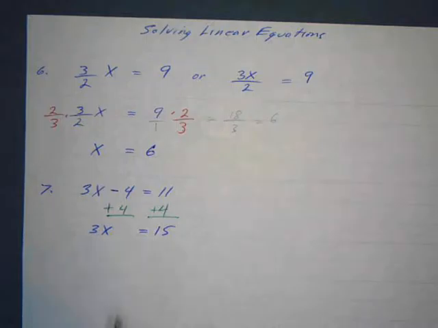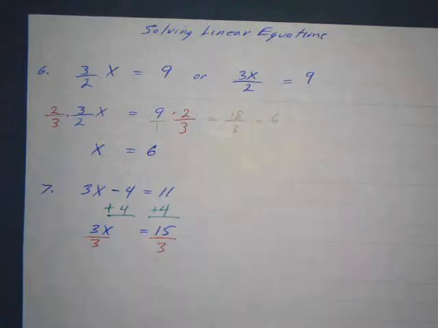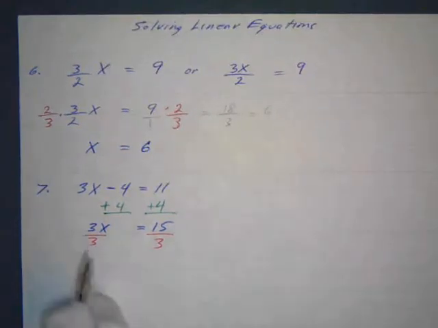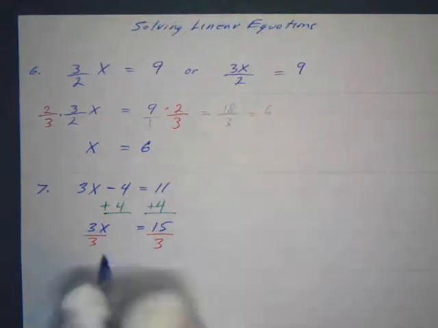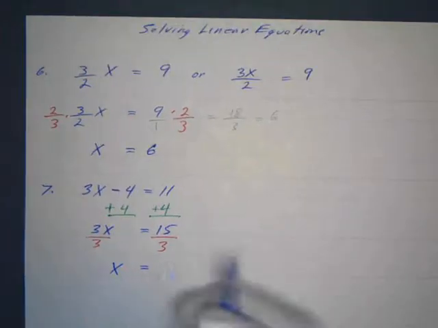The opposite of times is divide. So I'll just divide both sides by 3. And 3 over 3 is 1. 1 times x is just x, which is what I want. And that equals 15 divided by 3, which is 5.